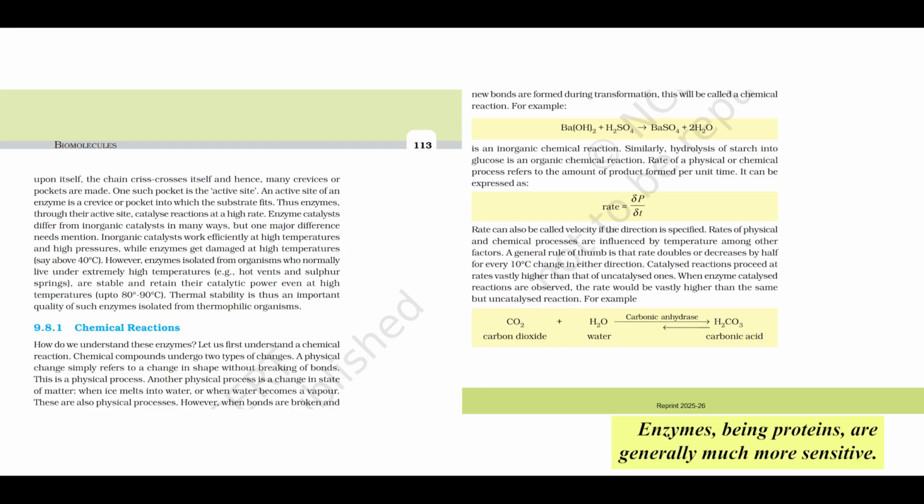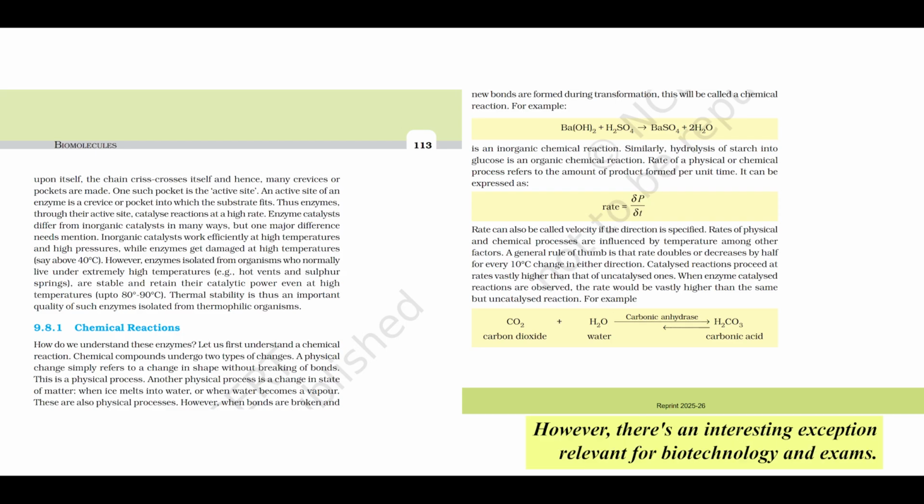Enzymes, being proteins, are generally much more sensitive. Most enzymes get damaged or denatured by heat, typically above 40–50 degrees C for human enzymes, because that heat disrupts their delicate tertiary structure, including the active site. Right, heat breaks them down, like cooking an egg. Exactly like cooking an egg. Once denatured, the activity is usually lost permanently.